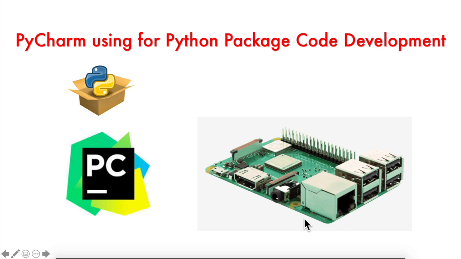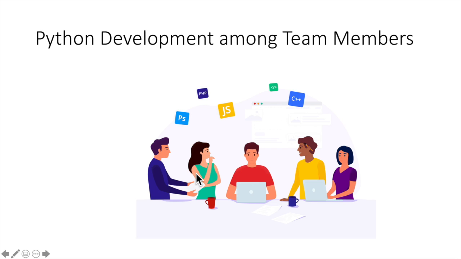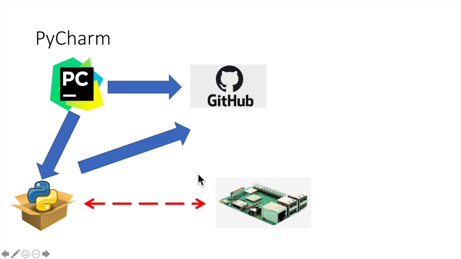Team members are required to work together on different computing platforms. In this video series, I would like to show you how to use PyCharm in a scenario where you're developing a Python package, then source distributing it onto another computing platform, say a Raspberry Pi. Most importantly, I will show how to share the code onto a Git repository remotely.